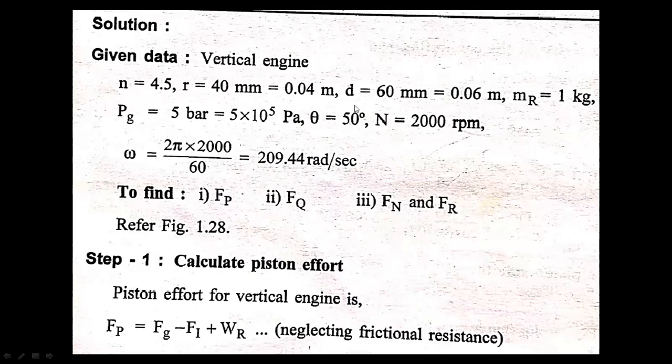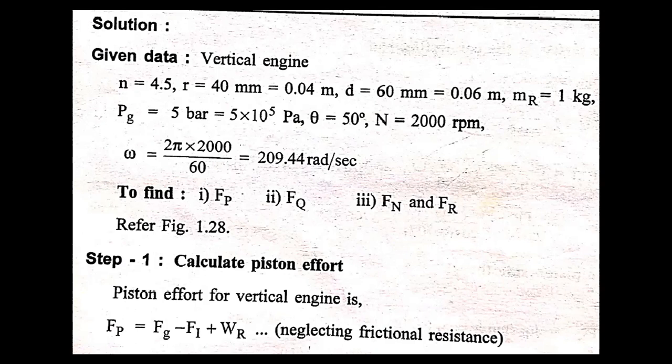0.04 meter, diameter is 60 mm, that is equal to 0.06 meter, mr is equal to 1 kg, pg is equal to 5 bar, which is converted into Pascal, that means 5 into 10 raised to power 5 Pascal, theta is equal to 50 degree, and N is equal to 2000 rpm. So omega is equal to 2 pi N by 60. That means the value of omega is 209.44 radian per second.